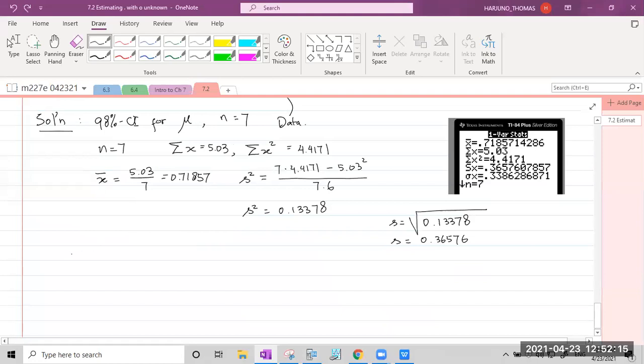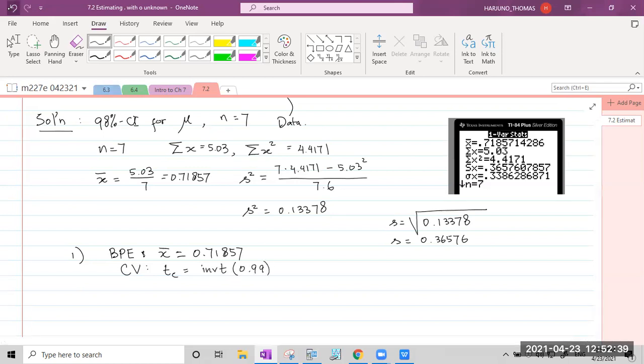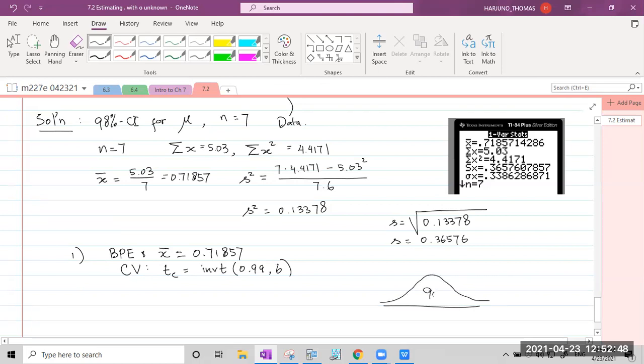Okay, now then, once you're done with that, you can start the procedure. Best point estimate, X bar equals 0.71857. Second, critical value, that will be inverse T 0.99. Oh, how do you get that 0.99, Thomas? Well, because the confidence level is 98%, right? The remaining 2% is being shared by two tails. So this T critical must have area to the left, 99%.